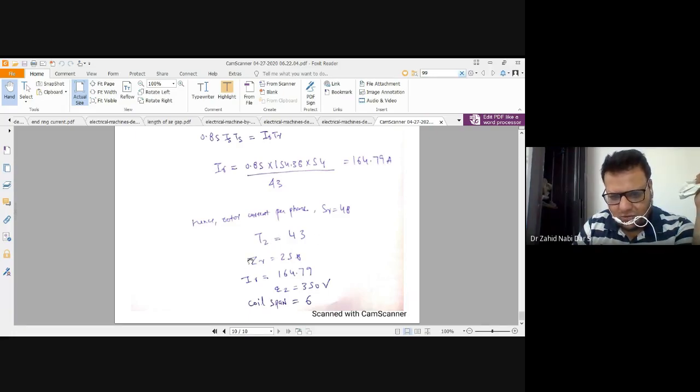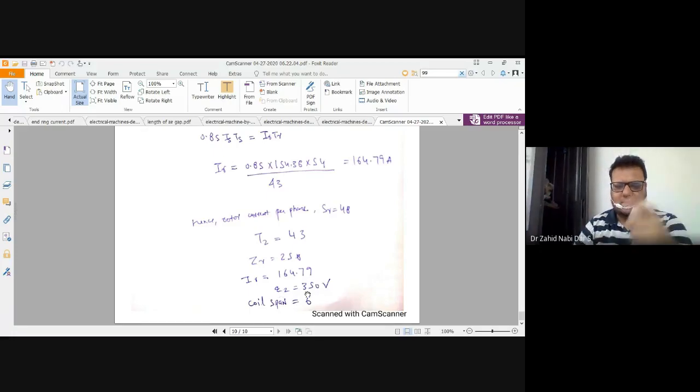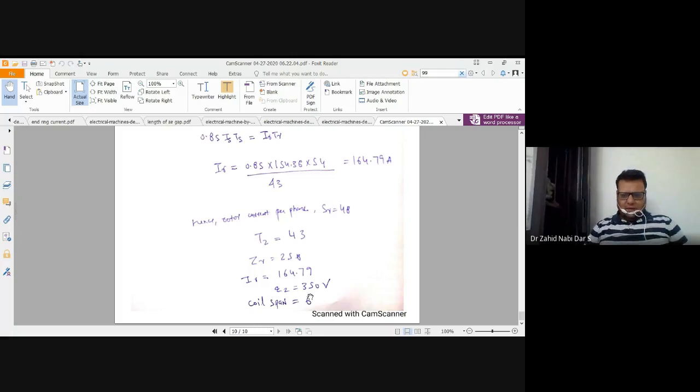For the rotor conductors, ZR would be equal to 6 times T2. 43 into 6 you will get around 258. 6 3s are 18, 1 carry, 6 4s are 24, so 25, 258. So ZR you can calculate as 258. The rotor current you calculated is 164.79. E2 you have calculated as 350 volts. Coil span is equal to 6. So this was our problem, and we have arrived at the answer.